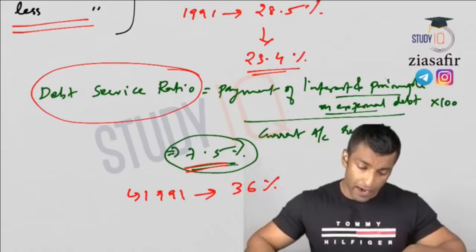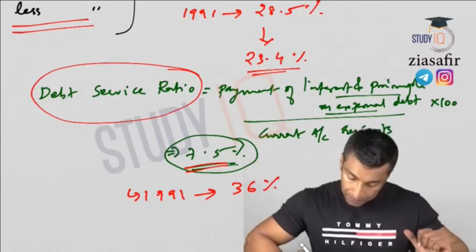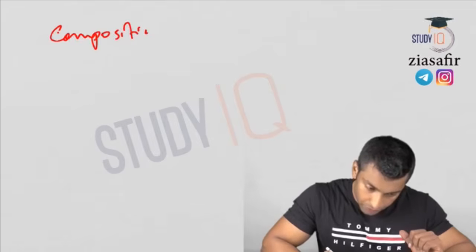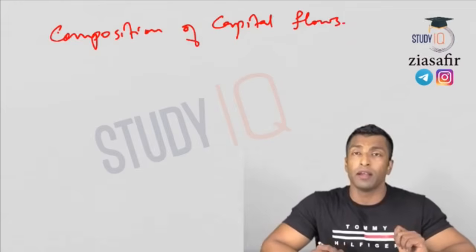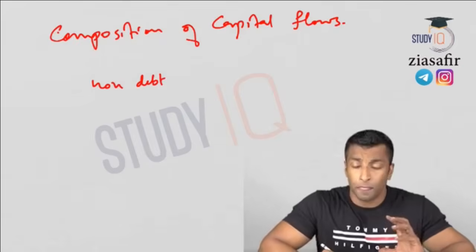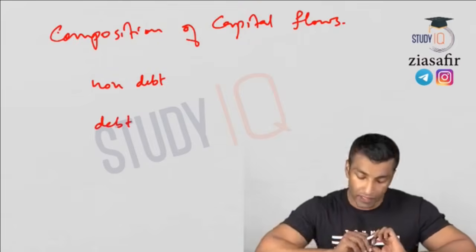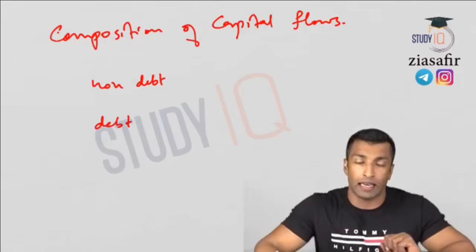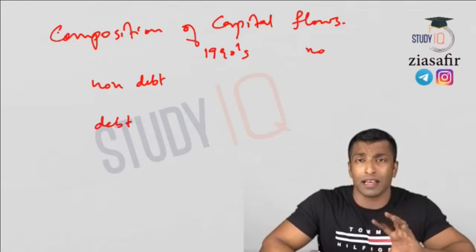Now I'll give you a brief idea about the composition of capital flows. There are two types: non-debt capital, then the debt capital. Non-debt means these are investments, it is coming as investment. Debt means the capital which is coming in terms of ECB loans, etc., foreign assistance, like that. So I'm talking about 1990s and I'll be talking about now. Now means last 3-4 years.